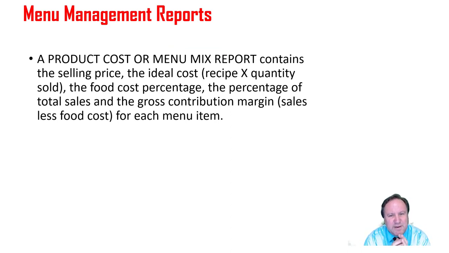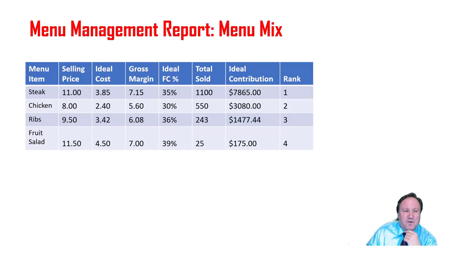A product cost or menu mix report contains the selling price, the ideal cost, the percentage of the total sales, and the gross contribution margin. In the previous point of sale video I covered this basically, but remember, the menu mix report contains these four quadrants. Actually, the menu management software module can help you draw this graphic, what you see on your screen, automatically. This way, you'll be able to take action. Remember again, all of this is to follow trends, control cost, and maximize my profits.